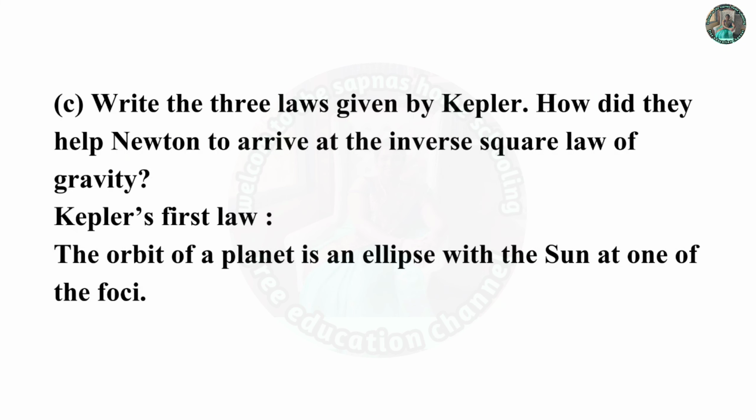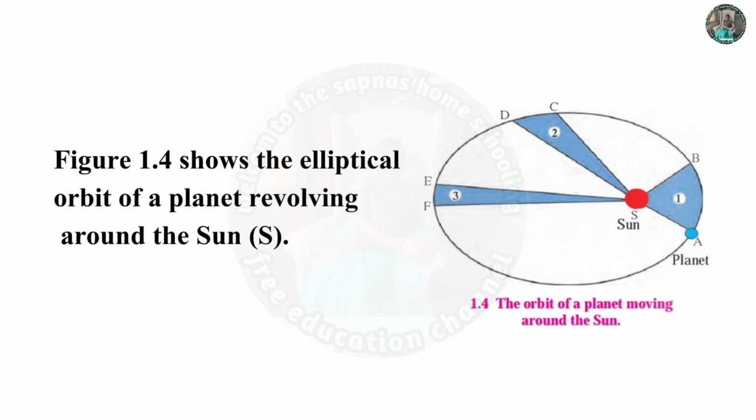C. Write the three laws given by Kepler. How did they help Newton to arrive at the inverse square law of gravity? Kepler's first law. The orbit of a planet is an ellipse with the sun at one of the foci. Figure 1.4 shows the elliptical orbit of a planet revolving around the sun.